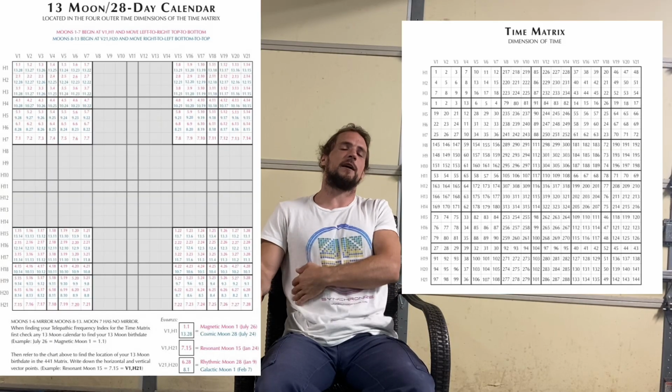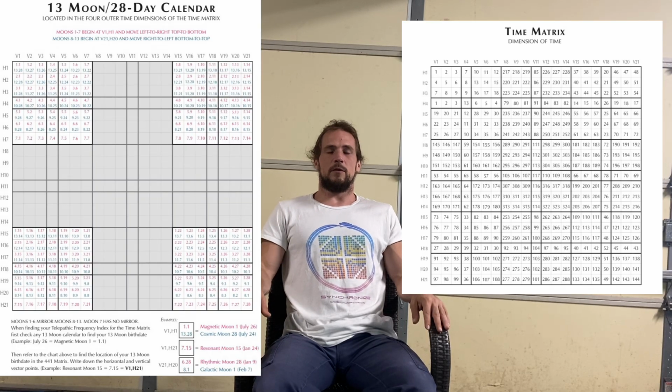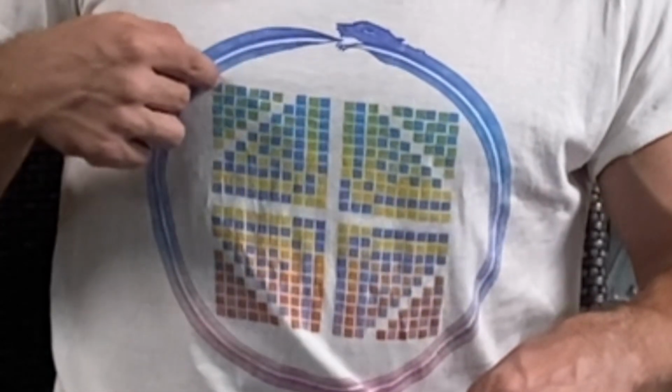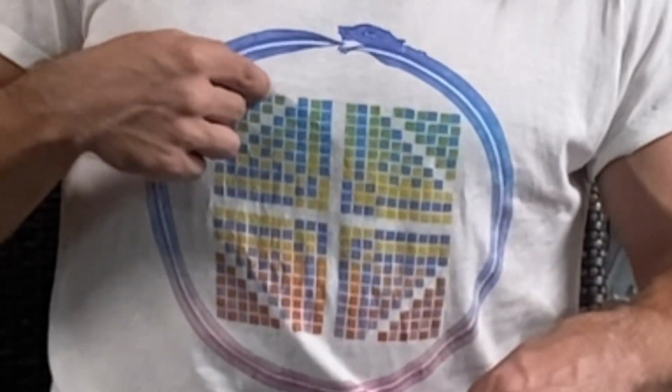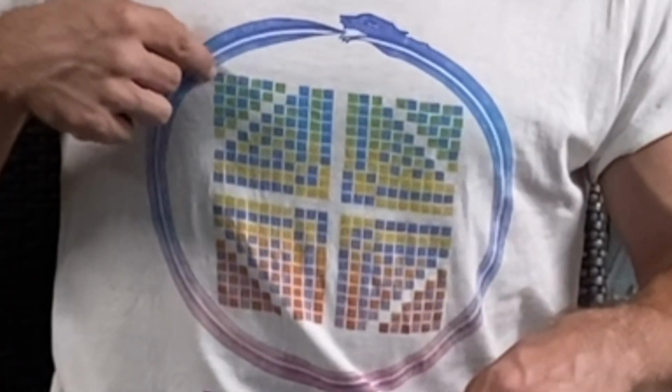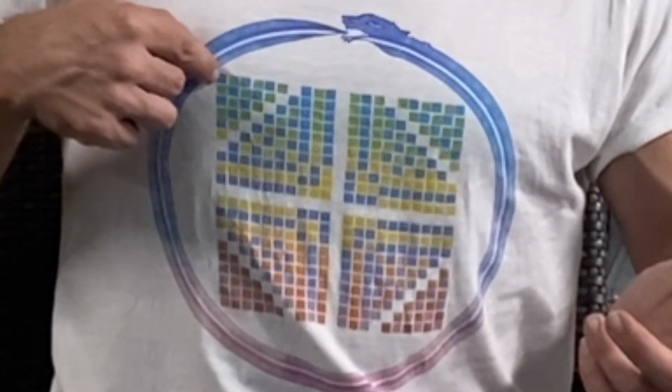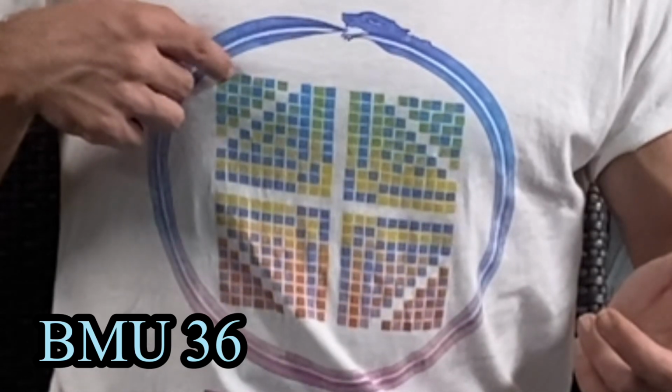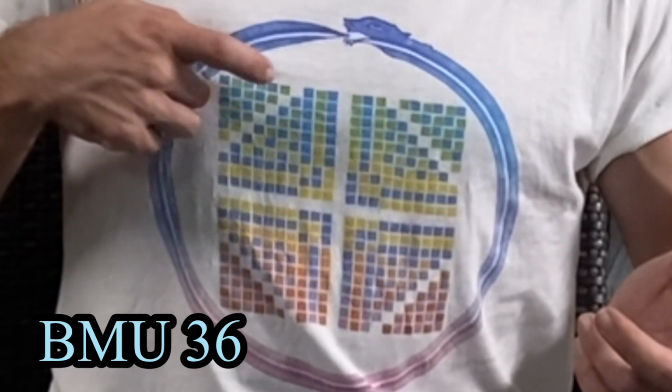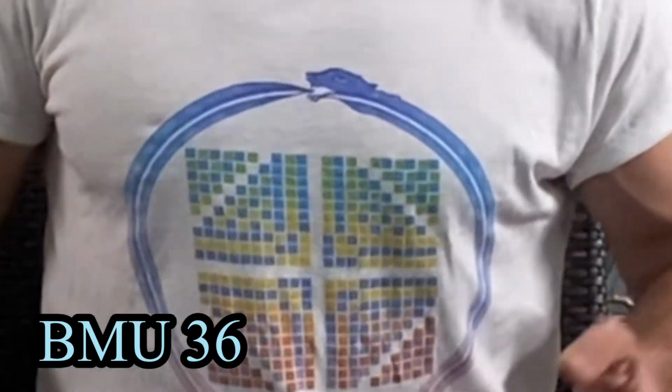So let's start out with the time BMU for today. So that is connected to the calendar date, Magnetic Moon, Limi 6. And so as we scoot it over across the first time quadrant, 2, 3, 4, 5, we're on the 6th day. So here is 41, 40, 39, 38, 37, 36. So BMU 36 on the base matrix.